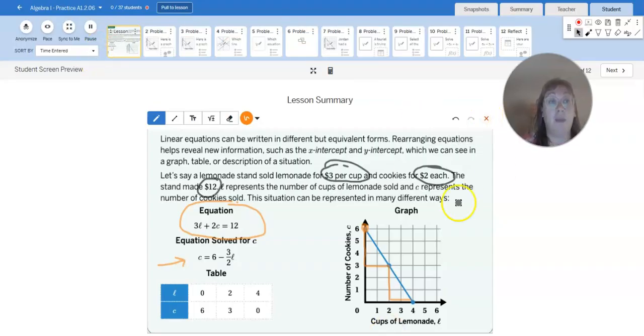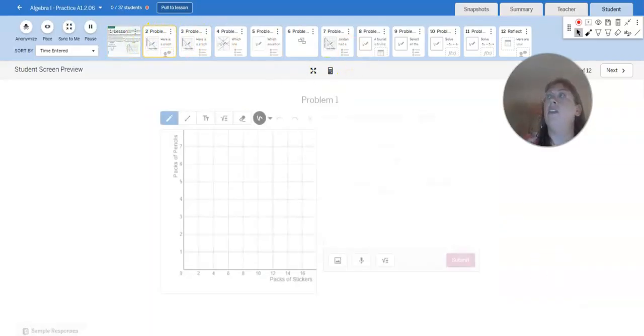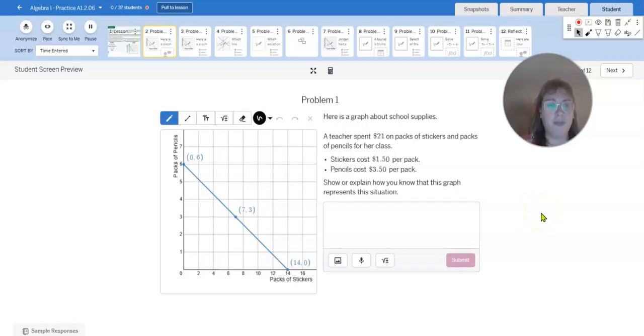So we're going to look at a bunch of practice problems looking at these different formats and representations to show us linear functions. So let's look at slide 2. It says here's a graph about school supplies. A teacher spent $21 on packs of stickers and packs of pencils for her class. Stickers cost $1.50. We see that in our x-axis. Pencils cost $3.50 per pack. There's our y-axis. Show or explain how you know that this graph represents this situation.